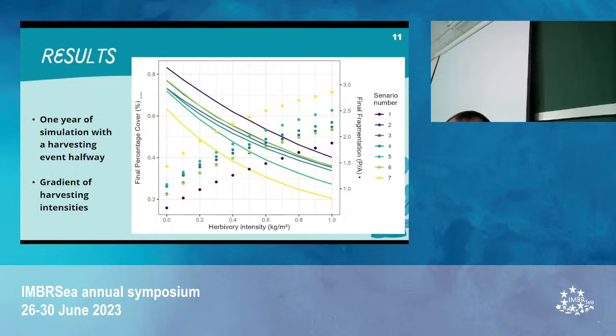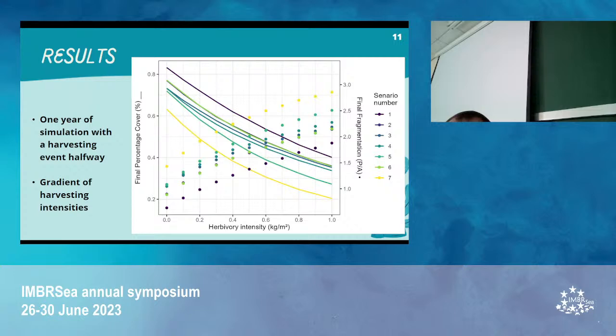So a second simulation that I would like to show is a simulation that we ran over 1 year, and halfway we applied a harvesting event. So the simulation was run during 1 year: 6 months of simulation, harvesting, 6 months of simulation. And we display again the percentage cover and the fragmentation over a herbivory intensity gradient. And we have our seven scenarios, scenario one being no harvesting, which retrieves some high percentage covers, and scenario seven being very intense and retrieving some low percentage covers.